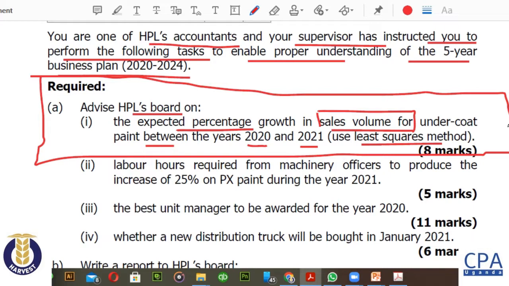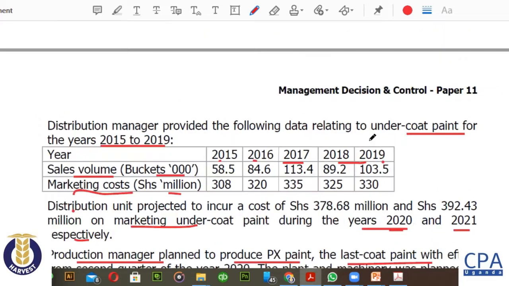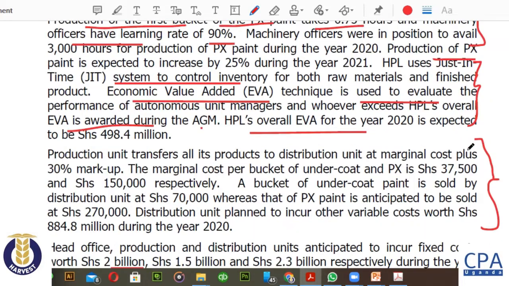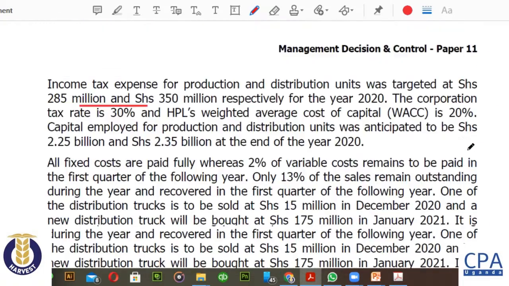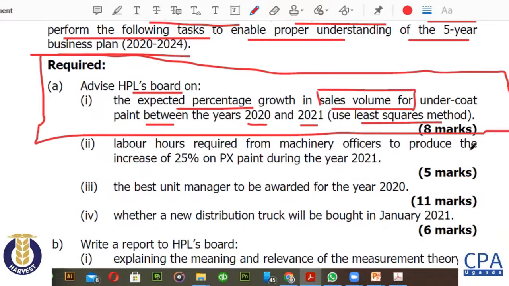So how are you going to estimate the future? The information given to us is up to 2019. So 2020 and 2021 are future periods. We are assuming we are standing in 2019. So how are you able to determine the future performance for 2020-2021 if you're standing in 2019? The only way you can do that is by using a forecasting technique. And one of the forecasting techniques you're going to be examined on is the least squares method.